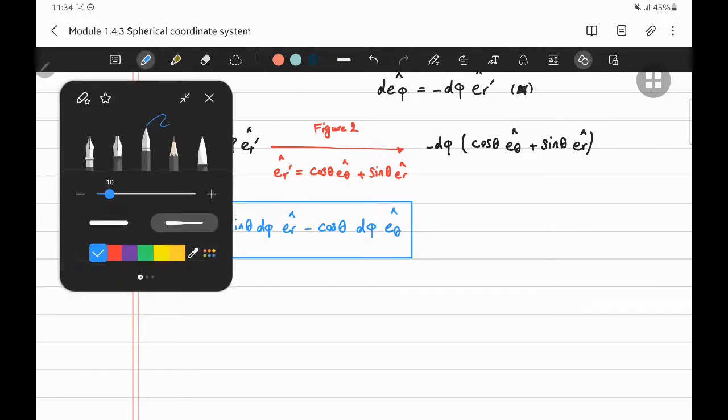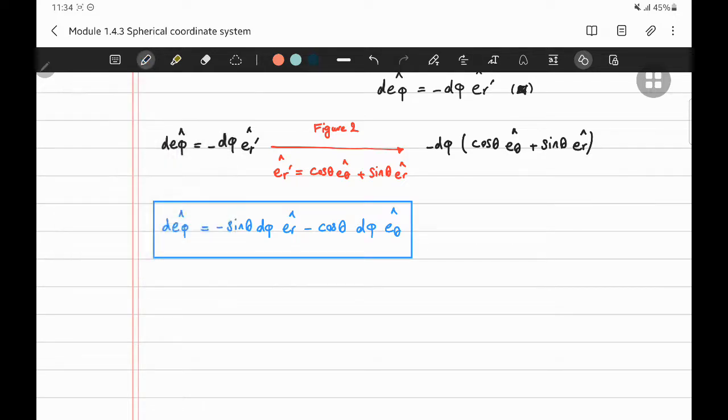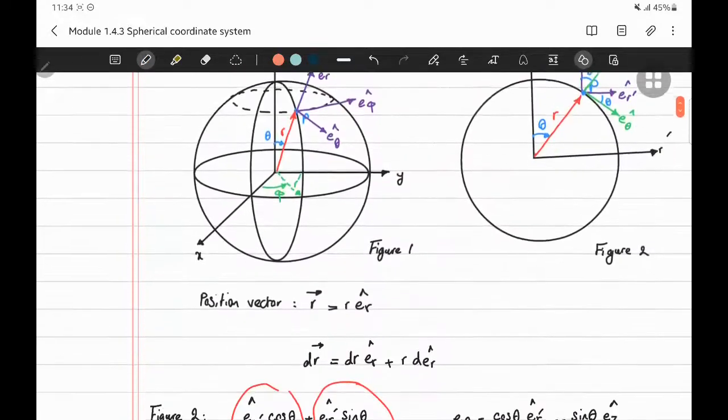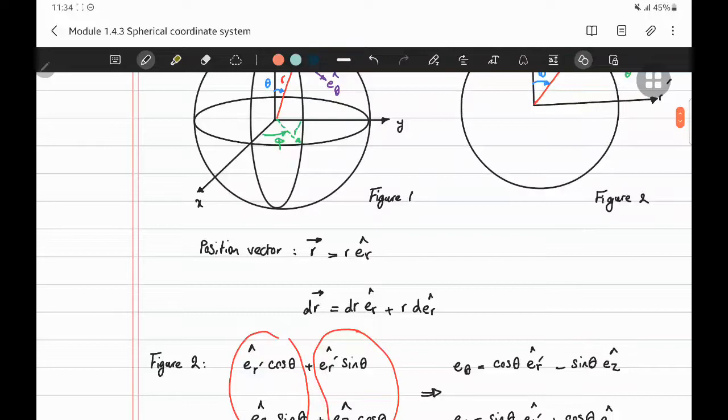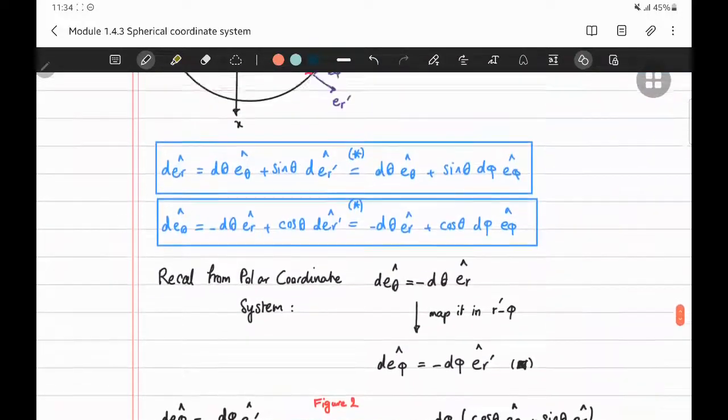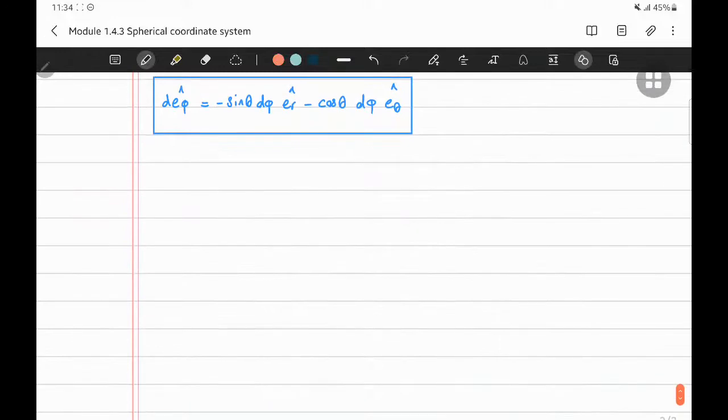And now we can simply calculate dr here because we have der now. It is already given in here. So dr is basically dr er plus r d theta e theta plus r sine theta d phi e phi.